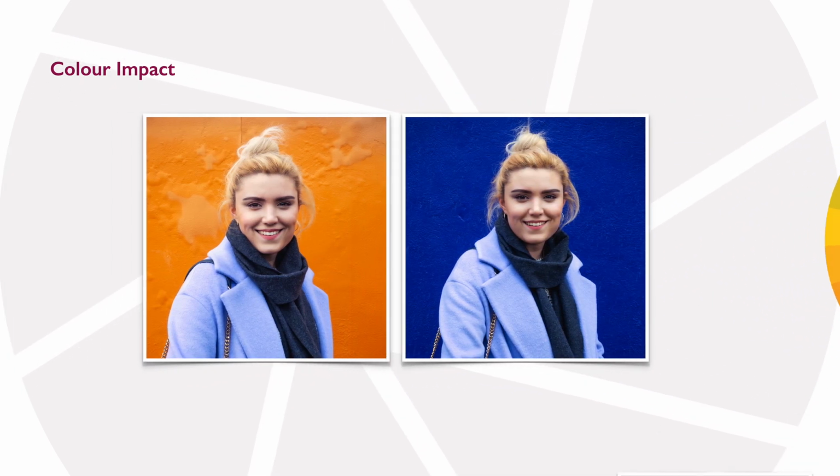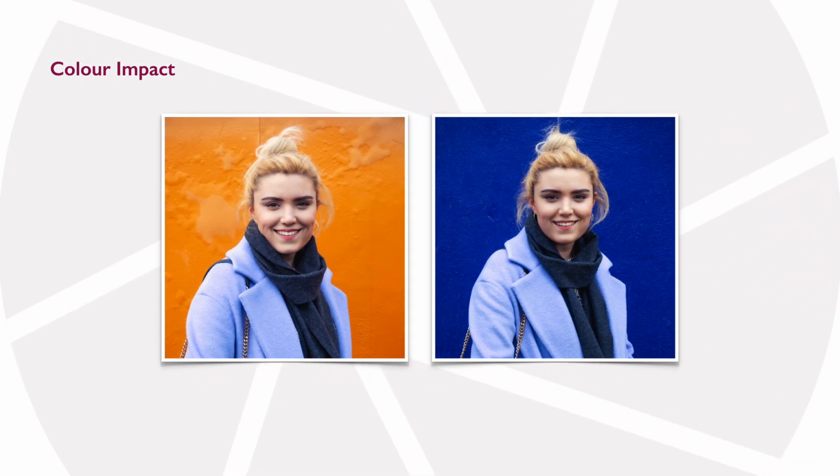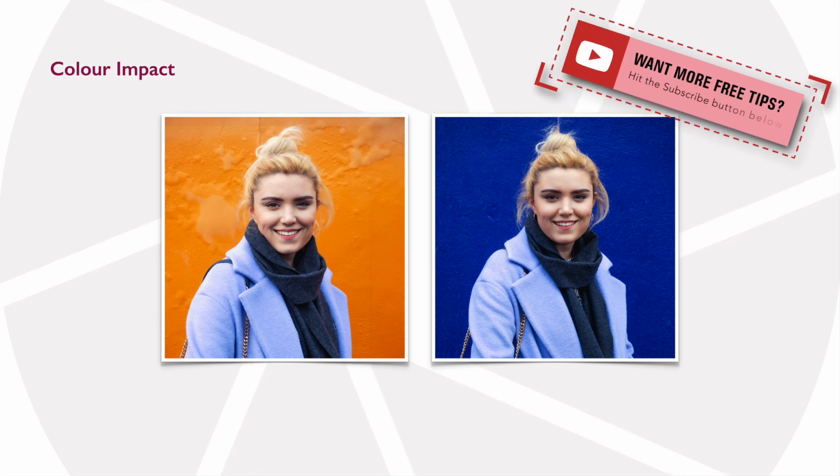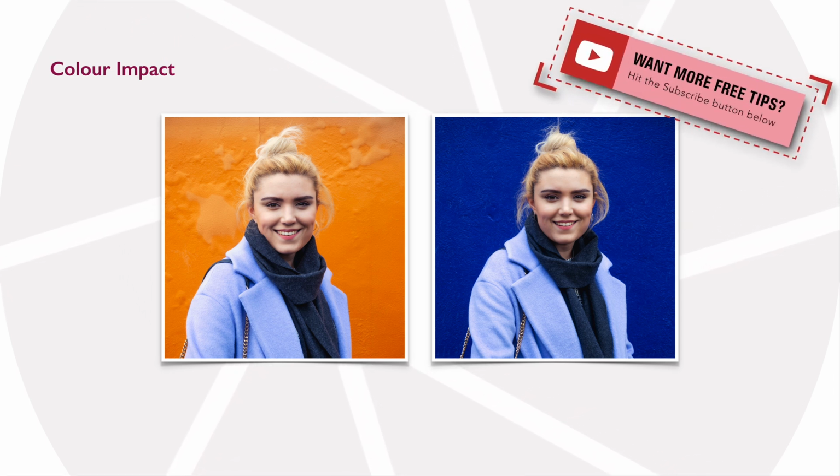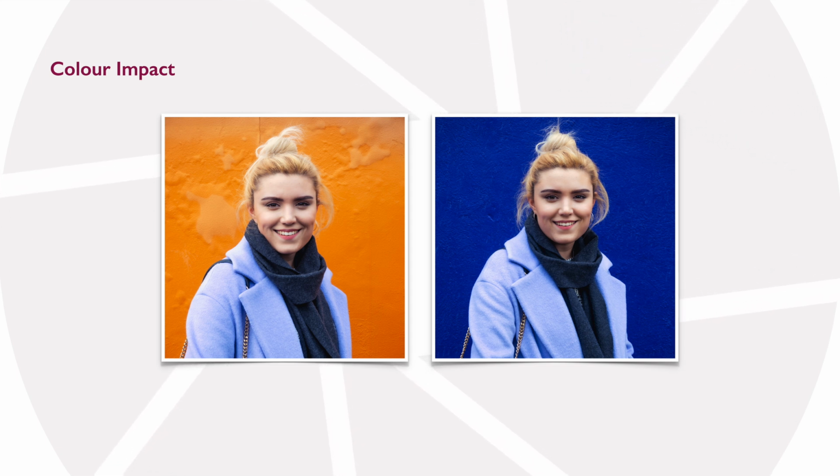When you're taking a photograph, always consider the colour of the background in relation to the colour of your main subject. In these two examples, we've got the same main subject, but the background colour changes, and you can see that it gives us a completely different look and a different feel to the resulting image.